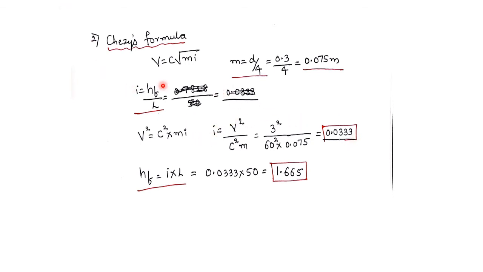With this easily we can calculate head loss due to friction, that is hf is given by i into L, where i is nothing but hf divided by L. Therefore with this we can calculate head loss due to friction, that is hf is equal to i into L. That i we have already calculated, where L is length of 50, therefore head loss due to friction is 1.665.